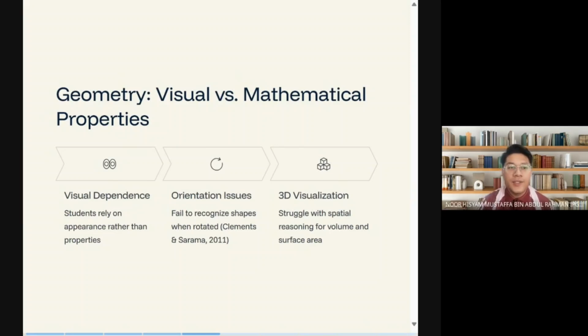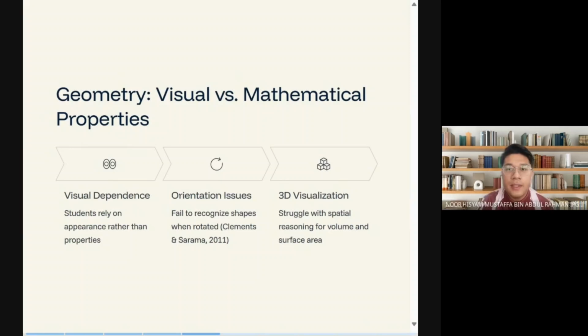Okay, next, the issues in geometry and statistics. Geometry is another important area in mathematics where students frequently experience misconceptions. Geometry involves understanding shapes, spatial relationships, and properties of figures. However, many students struggle to recognize the characteristics of geometric shapes because they tend to rely on visual appearance rather than mathematical properties.